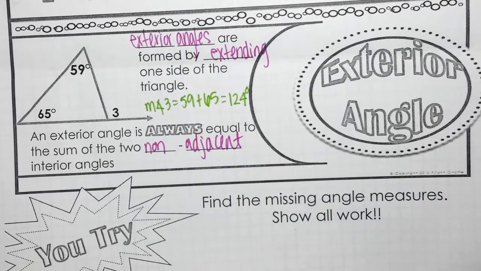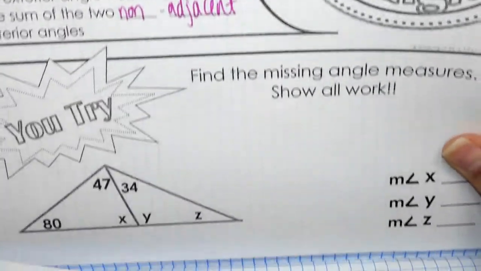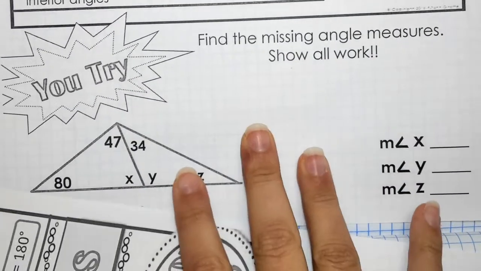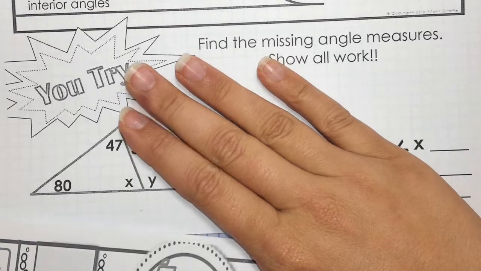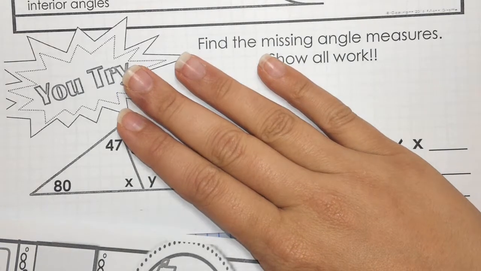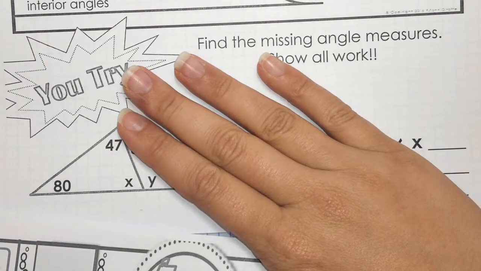Okay, are we ready to try some down here? So I want to start by finding the measure of angle Y. Now, let's ignore this part right here. Is angle Y on the outside of that triangle? Yes. It is. And what are the two non-adjacent angles? 80 and 47.